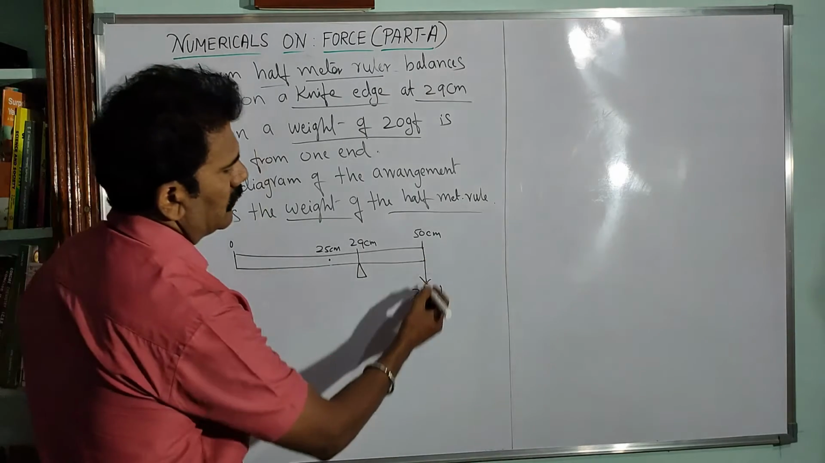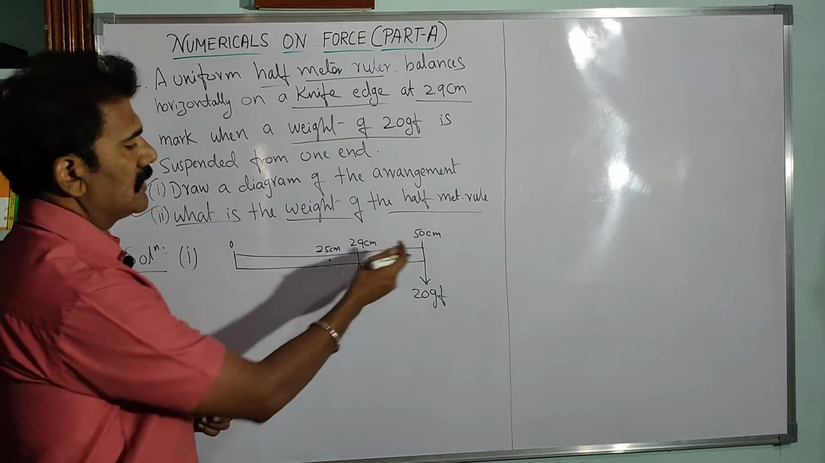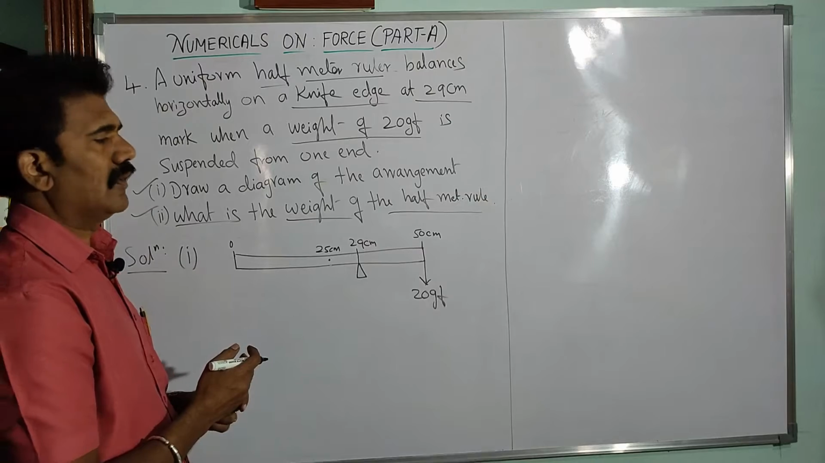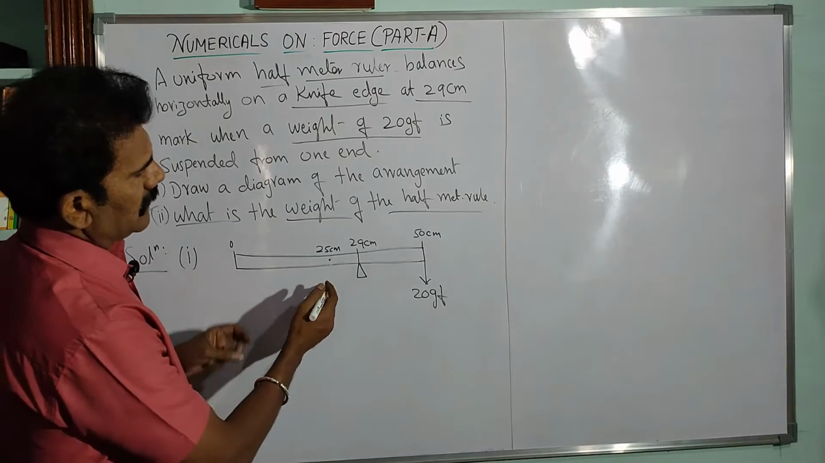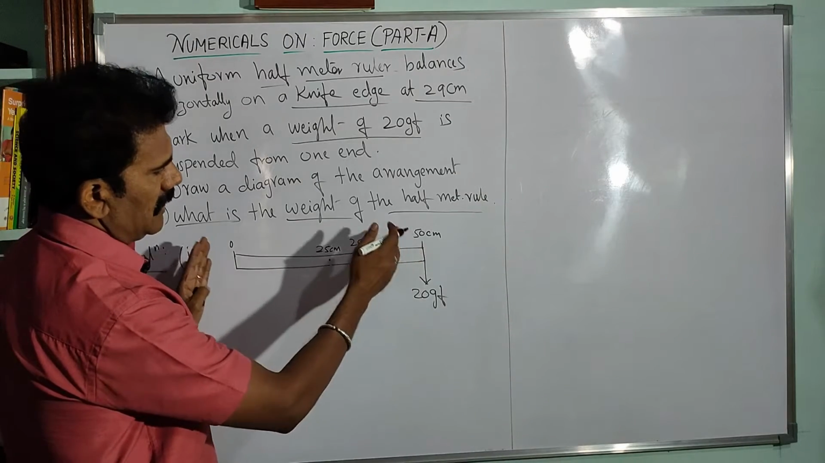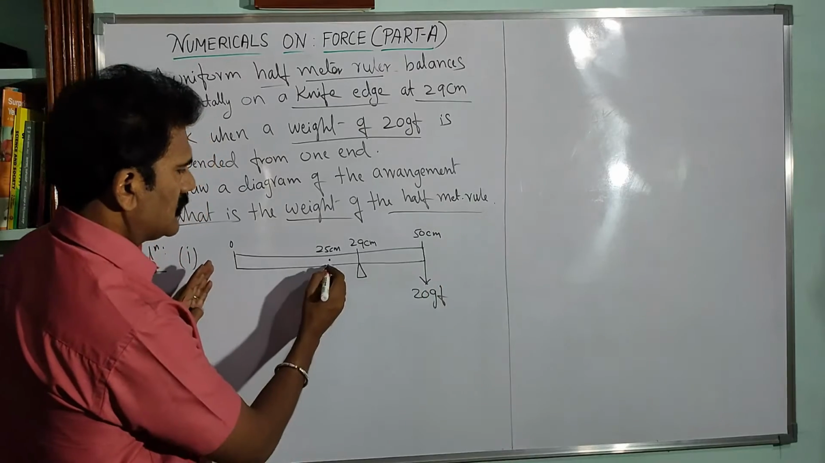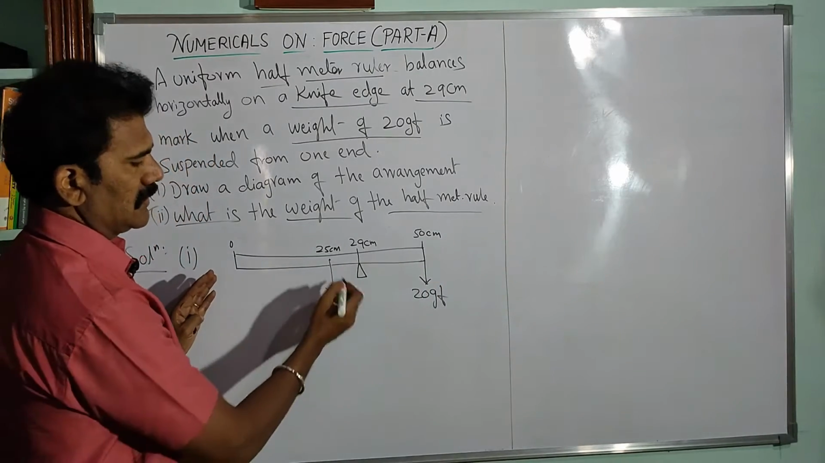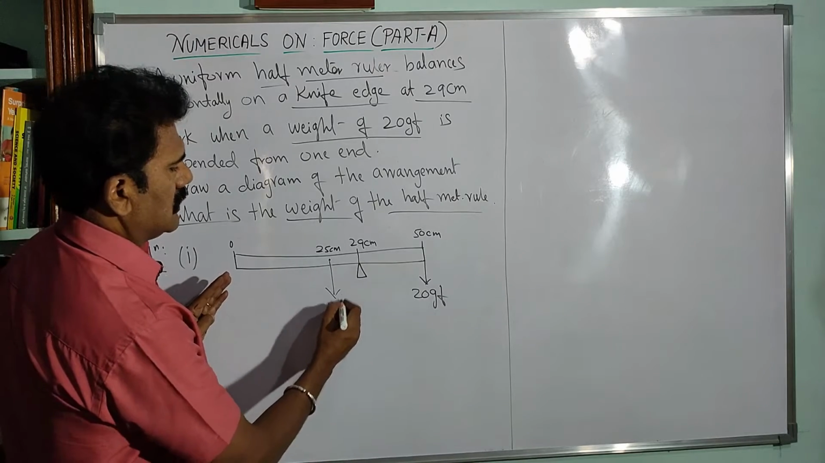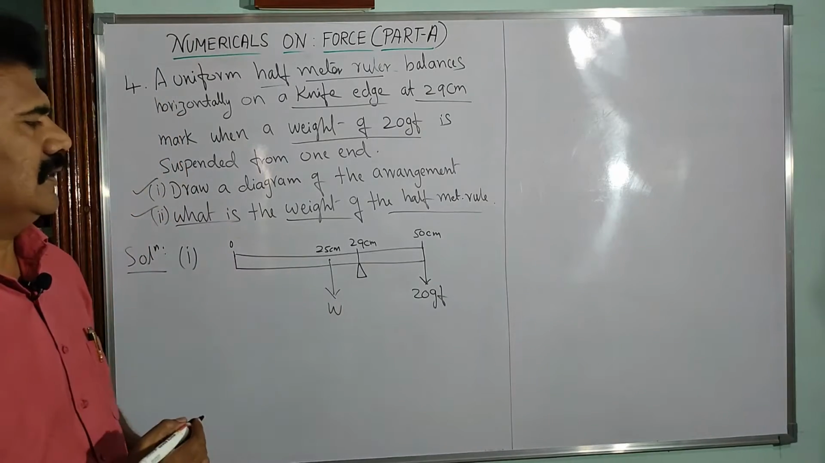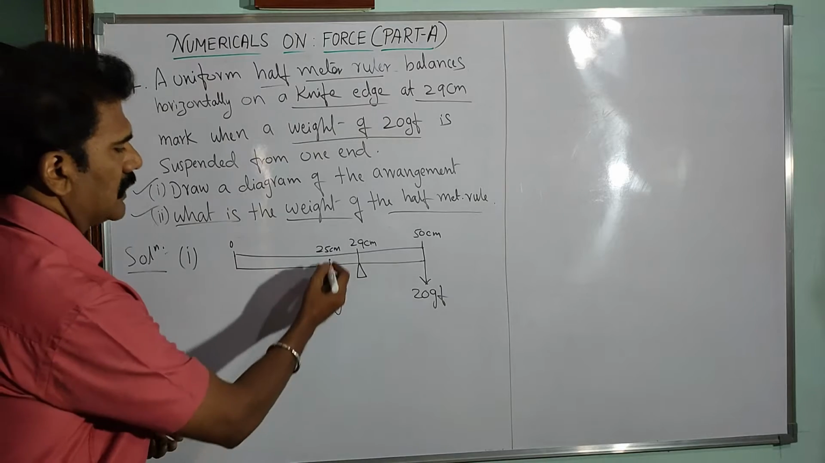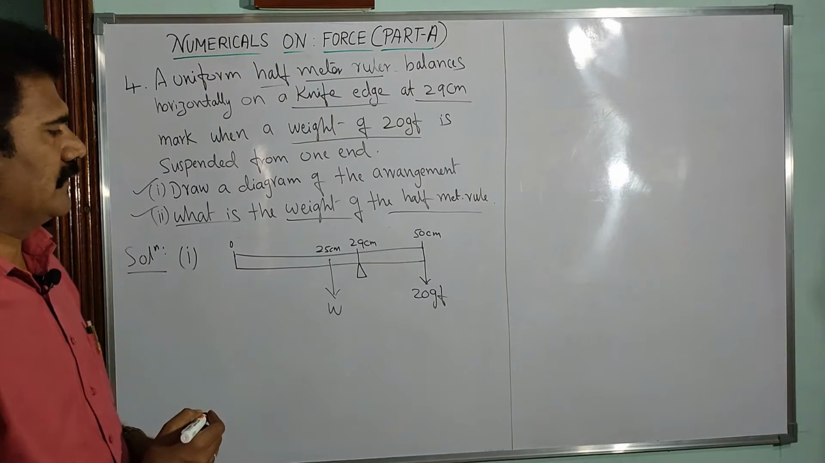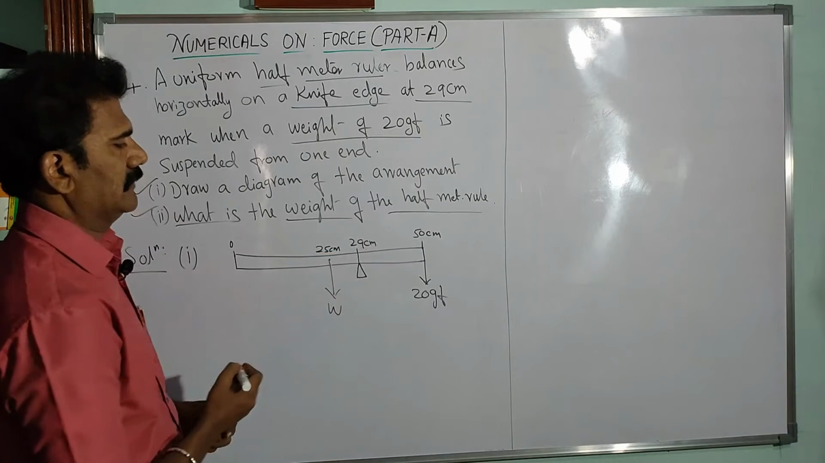So what is the weight of the half meter rule? How is this suspended weight balanced? It is balanced by the beam weight itself, isn't it? We have to find that weight of the half meter scale. So we can expect that the beam is balanced with the 20 gram force by the downward force like this, on the other side. So this weight of the beam may be, let us say, W. You have to consider that weight always from the middle of the beam, that is the 25 centimeter mark.